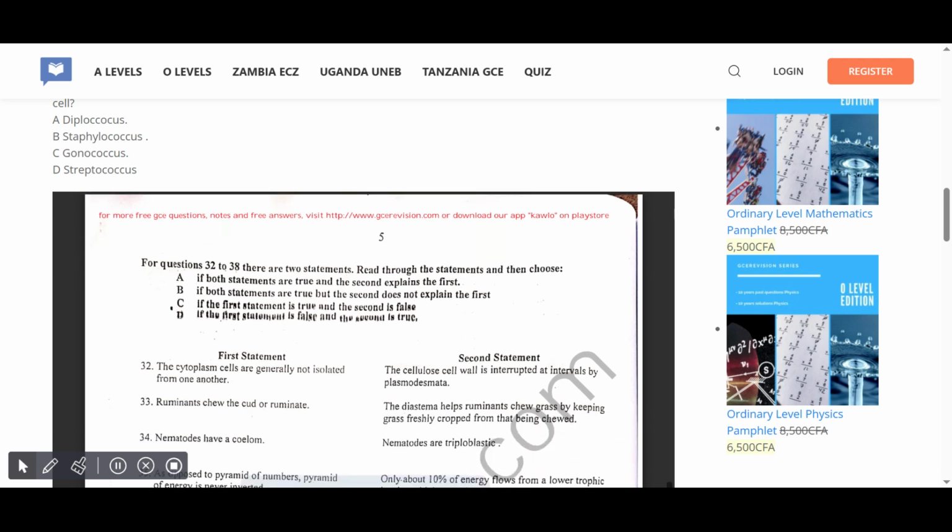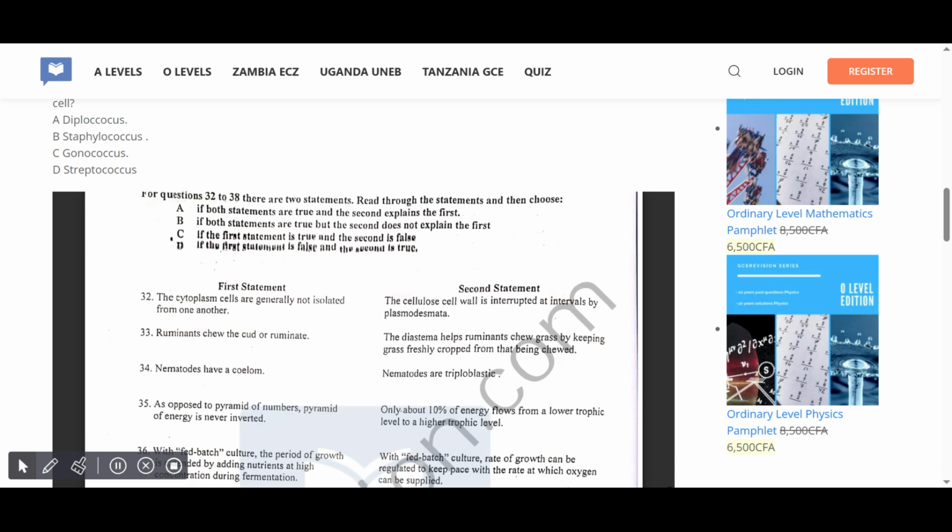For questions 32 to 38, there are two statements. Read through the statements and then choose. So the first statement is that the cytoplasm of cells are generally not isolated from one another.